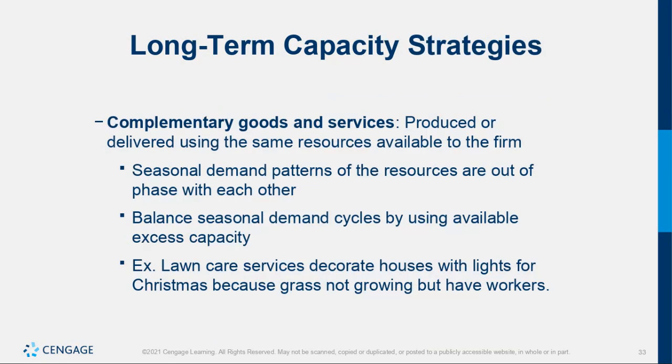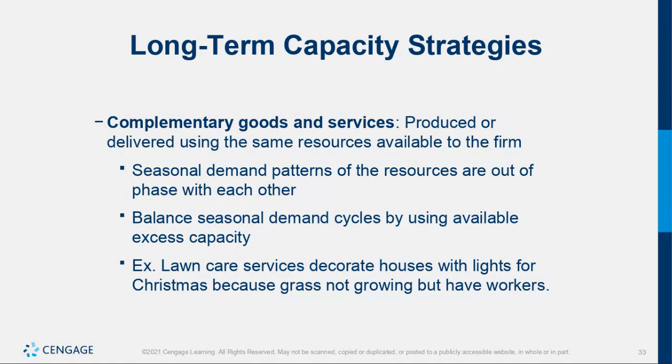What are some long-term capacity strategies? Well, one is to get into complementary goods and services, produced or delivered using the same resources available to the firm. So seasonal demand patterns of the resources are out of phase with each other. Many times that's when it's called upon to come up with some different complementary goods. You want to balance your seasonal demand cycles by using available excess capacity.